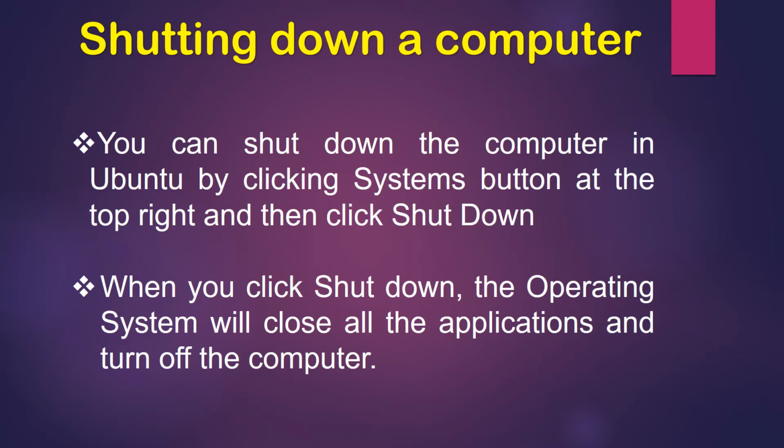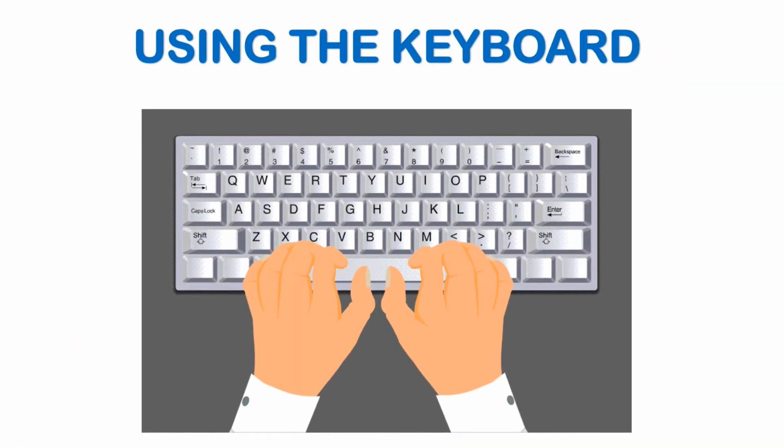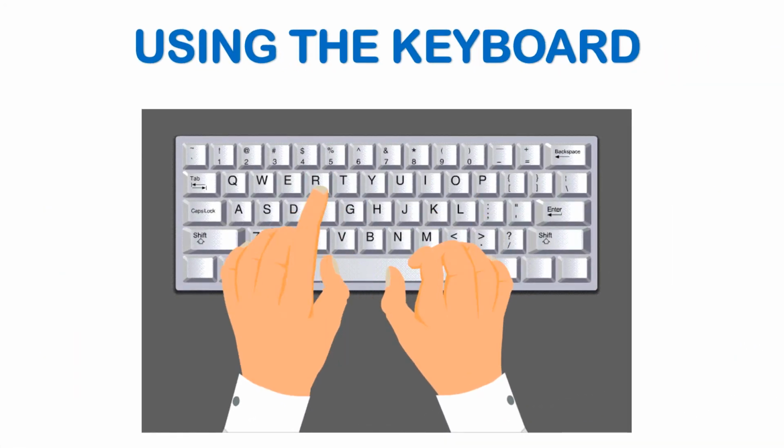If you want to shut down the system in Ubuntu operating system, what is the procedure? You can shut down the computer in Ubuntu by clicking the system button at the top right and then clicking shutdown. When you click shutdown, what will happen, children? The operating system will close all the applications and it will turn off the computer.